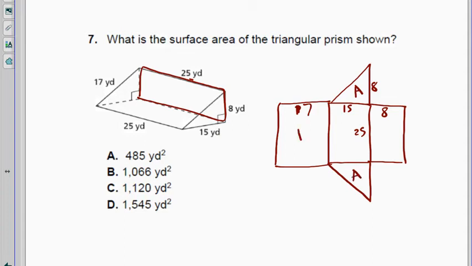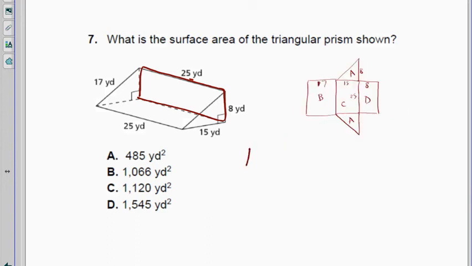I have 3 rectangles. They're all different. All right, now I have something to help me keep track of my work. Okay, my area total is 2 area A's, plus area B, plus area C, plus area D. So let's do that one at a time.